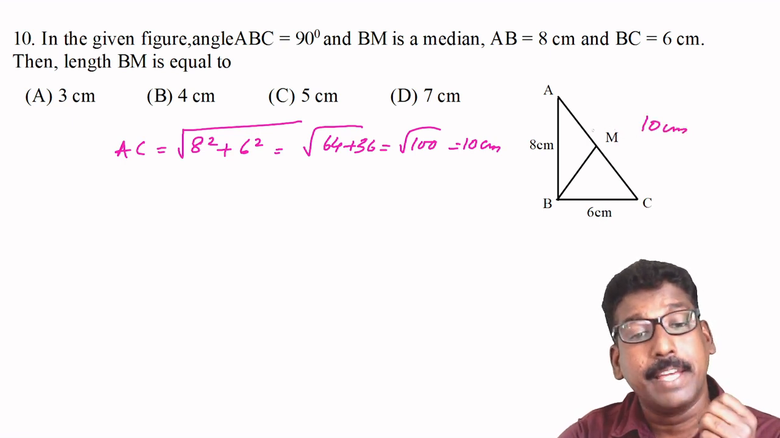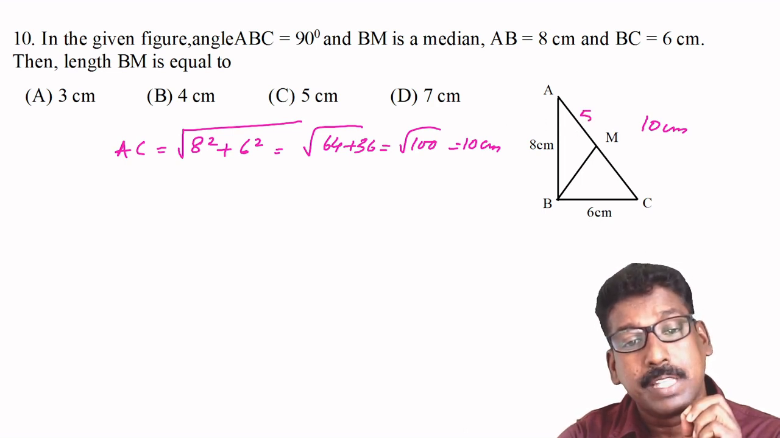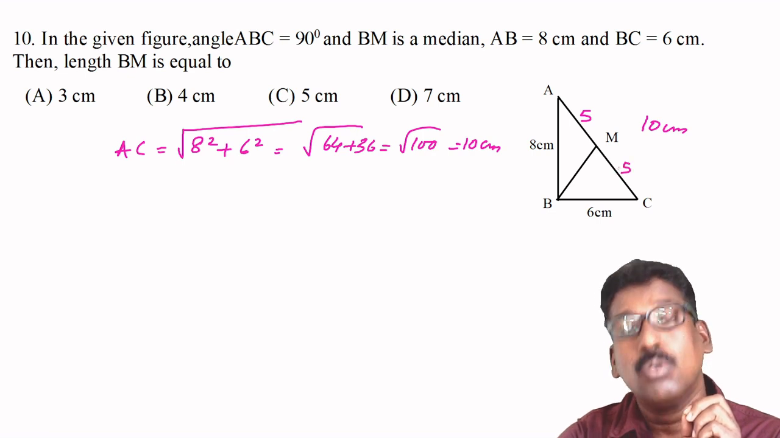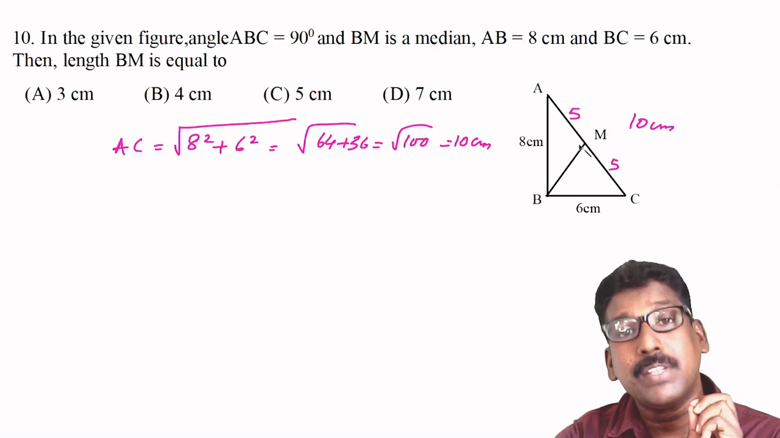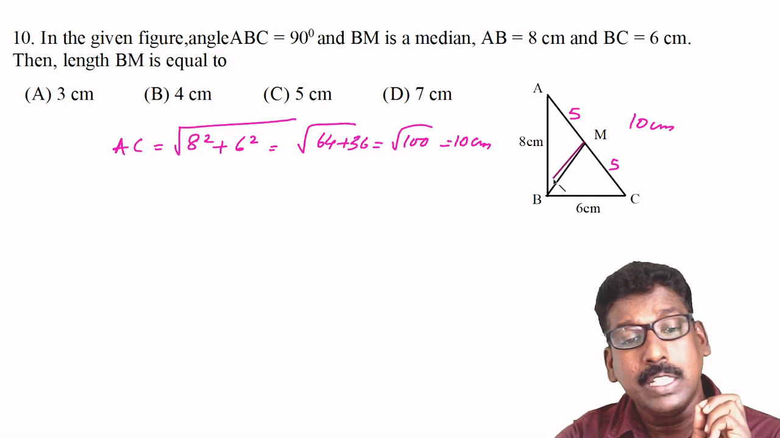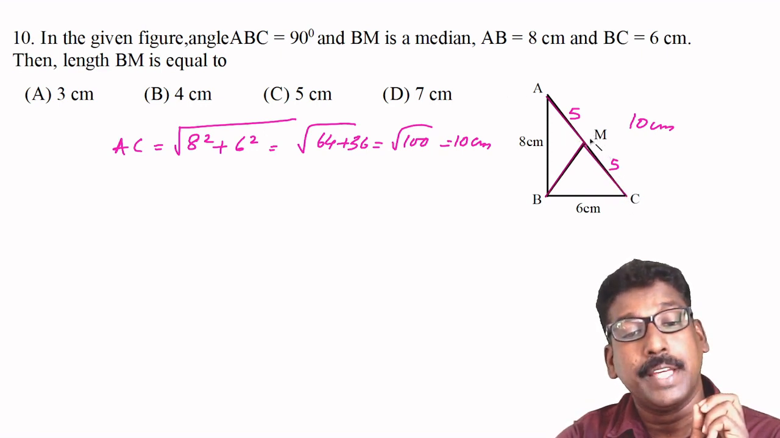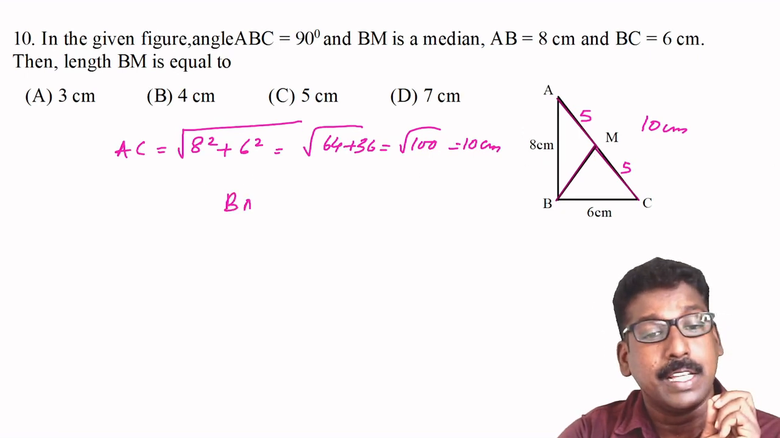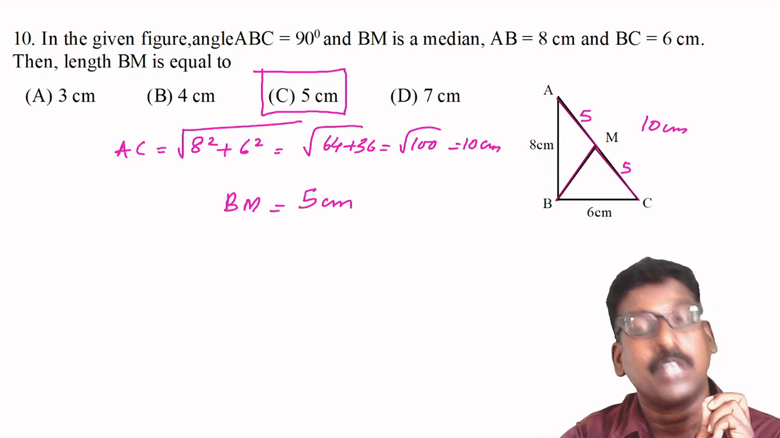Then can you say what is AM? Since BM is the median, M is the midpoint of AC, so AM is equal to 5 centimeter, MC also 5 centimeter. Now there is a property. What is that? If M is the midpoint of the hypotenuse, all the vertices are equidistant from M. That means MA is equal to MB is equal to MC. So here BM is equal to AM, which is equal to 5 centimeter. So option C is the correct option.